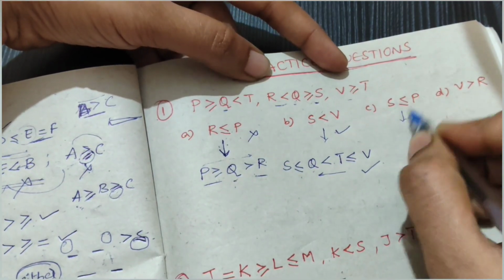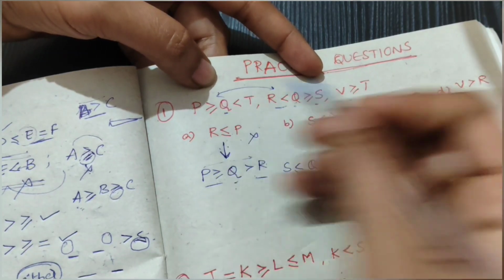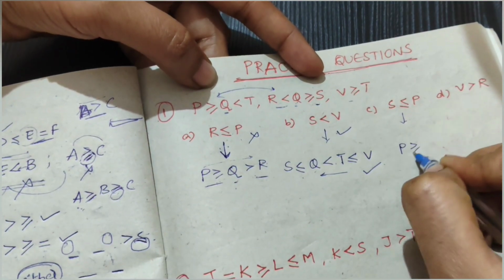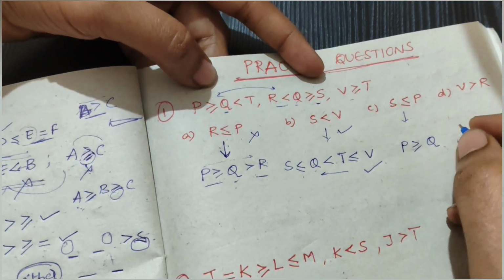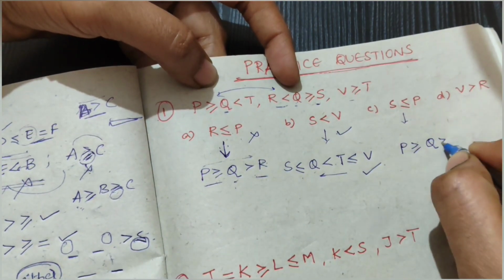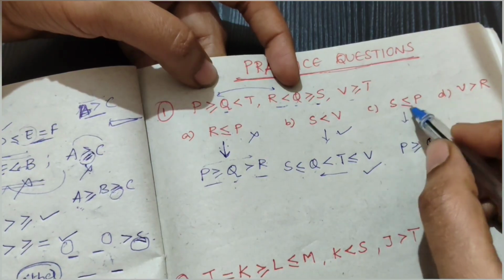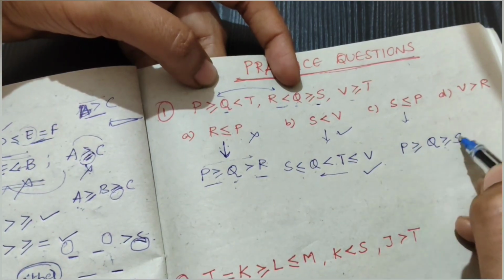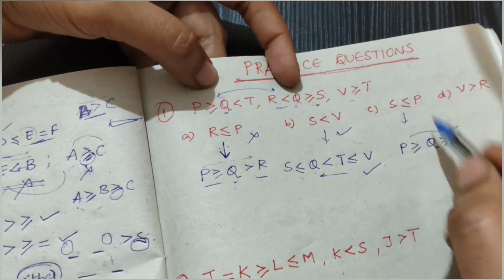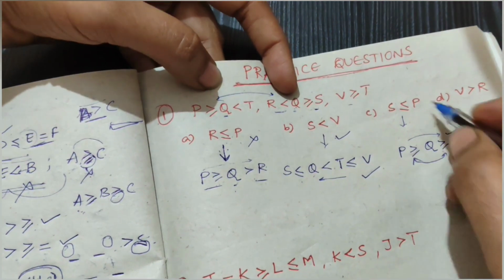Now for s and p, again we will combine these two statements: p greater than or equal to q, and q greater than or equal to s. Now p to s is possible, and both symbols are greater than or equal to, so this is also true.